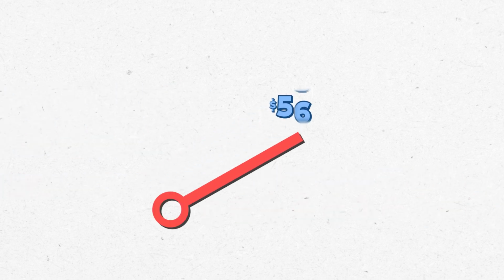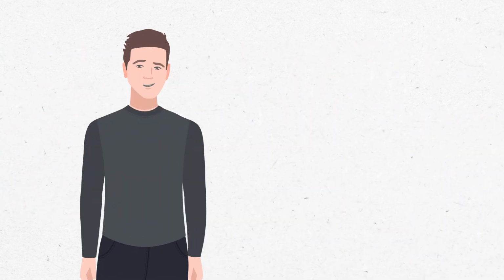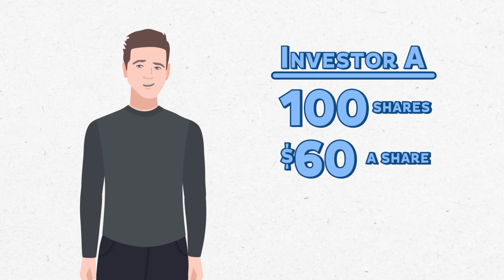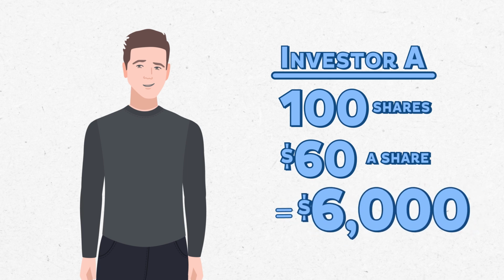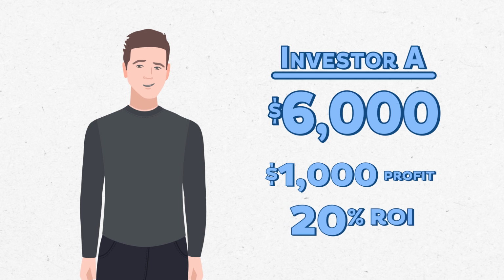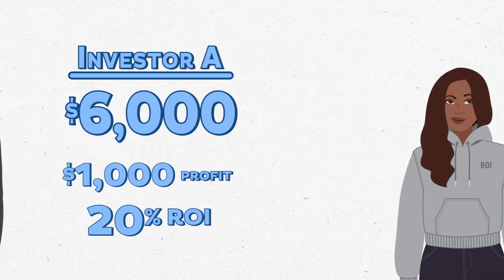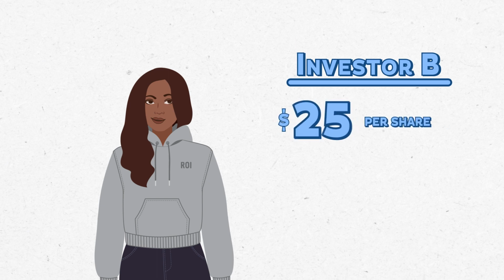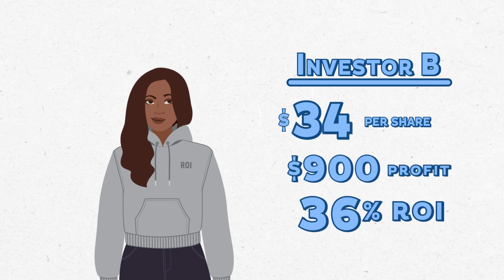Now the stock goes up $10. Investor A has 100 shares of stock valued at $60. His investment went from $5,000 to $6,000. That's a $1,000 profit and a 20% return on their investment. Because she's an ROI user, Investor B's investment goes from $2,500 to $3,400. She earns a 36% return on her investment. That's 80% more money than Investor A.